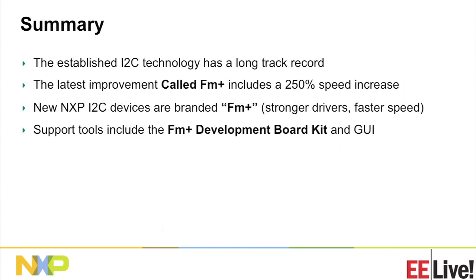All right, so summary. The established I2C technology has a long track record. The latest improvements from NXP are called FM Plus or Fast Mode Plus, and they will give you a 250% increase in clock speed, which corresponds to an increase in throughput on the bus itself. The new devices from NXP are branded FM Plus. They are different from the existing devices because they have stronger drivers and they have faster clock speeds. We have support tools, which includes the FM Plus development kit that I talked about, and a software tool that runs on a PC and connects to it to control the devices that are on the card.